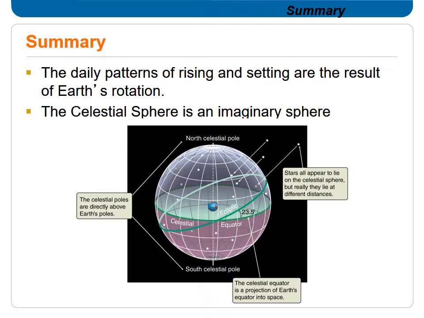In summary, the celestial sphere is, as the book writes, a useful fiction for thinking about the appearance and apparent motions of stars in the sky. The imaginary sphere is centered on the Earth and allows us to ignore temporarily the complication that stars are not all located at the same distance from Earth.